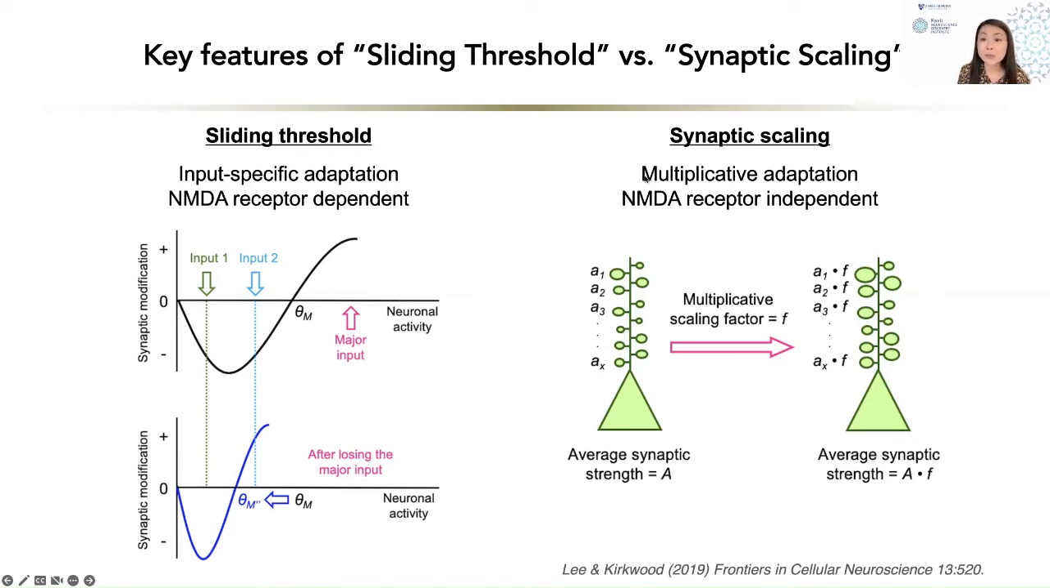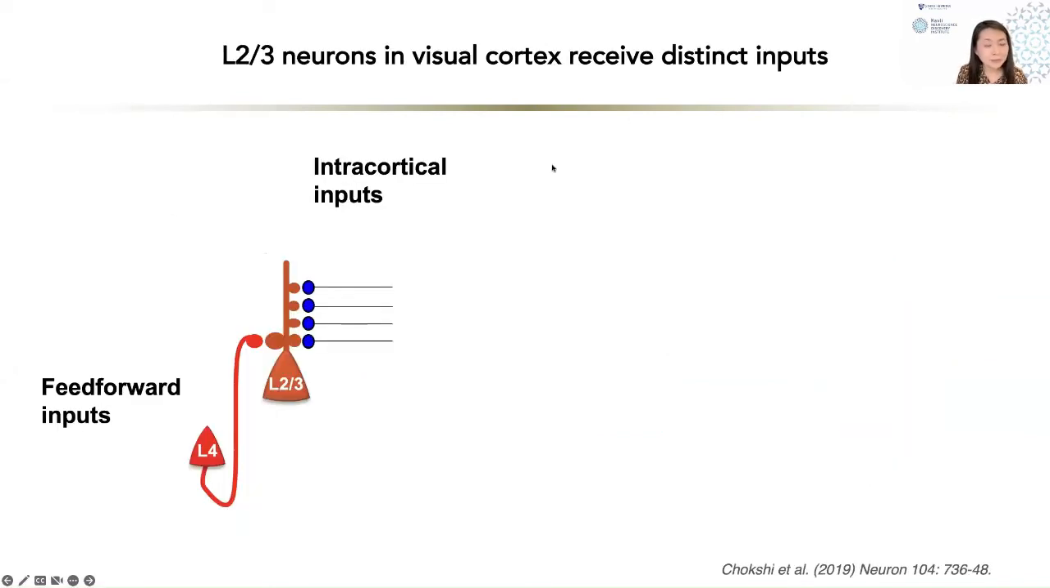So we decided to use these two key properties to test whether the changes we see with the cross-modal adaptation are sliding threshold or synaptic scaling. So first we tested the input specificity. The visual cortical neurons we're recording from, which are in layer 2-3, receive two distinct inputs. One is a feed-forward input coming from layer 4, and then intracortical inputs coming from other sources.